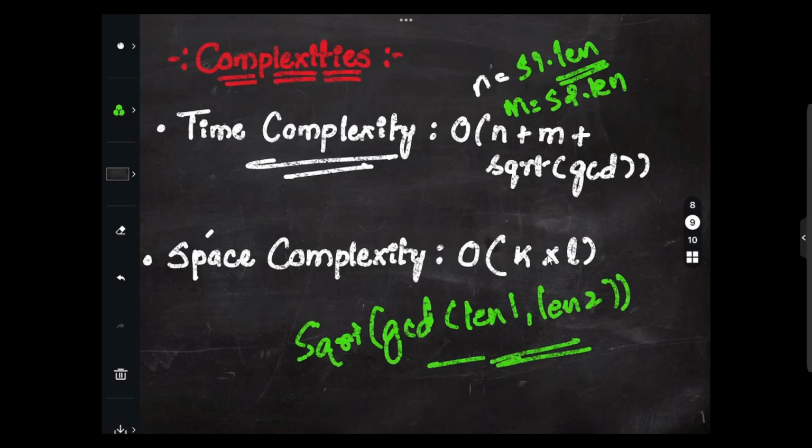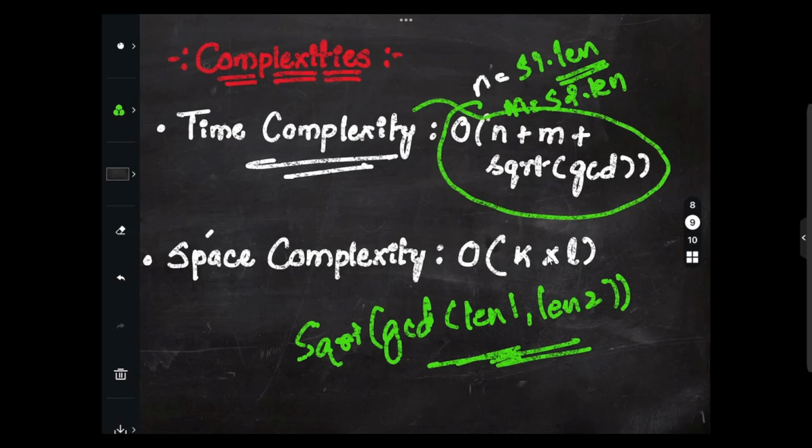Divisors, these are the divisors. Basically n is nothing but S1 dot length, m is nothing but S2 dot length. We will check up to square root of GCD of length 1 comma length 2 divisors. So overall time complexity would be big O of n plus m plus square root of GCD for the code that we will be writing, right?